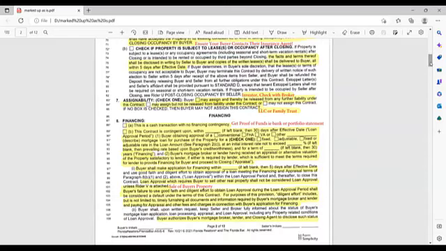Item 6B. We're going to check this if the property is subject to lease or occupancy after closing. That means there's an existing lease or we have a lease for something that's going to happen soon after closing. The facts and terms thereof shall be disclosed in writing by the seller to the buyer, and copies of the written leases shall be delivered to the buyer all within 5 days after the effective date.